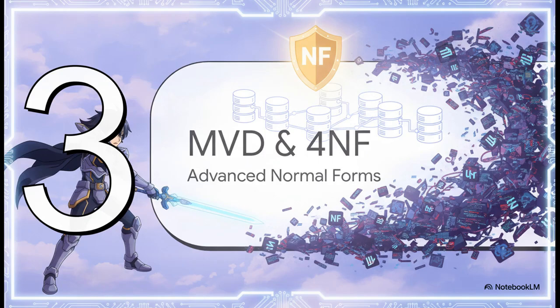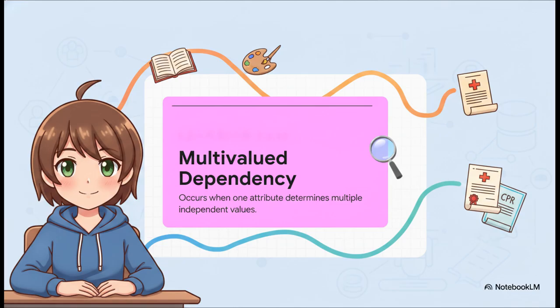Which brings us to section 3, multi-valued dependencies and 4NF. To actually rescue our systems from this messy data, we bring in the heavy hitters, advanced normal forms. We use these to target really tricky relationships, specifically the multi-valued dependency, or MVD. I want you to pay close attention to this one. This occurs when one attribute determines multiple independent values.